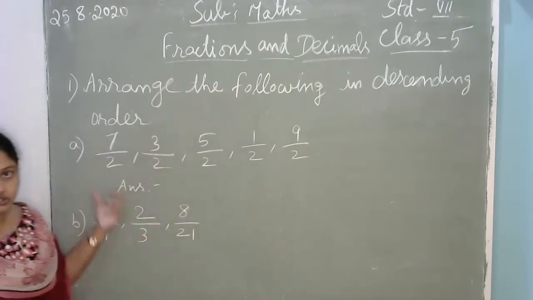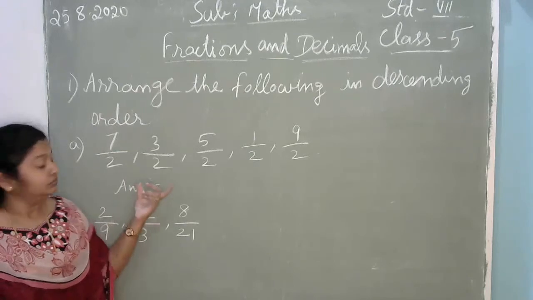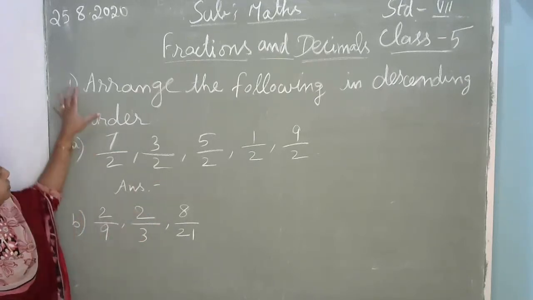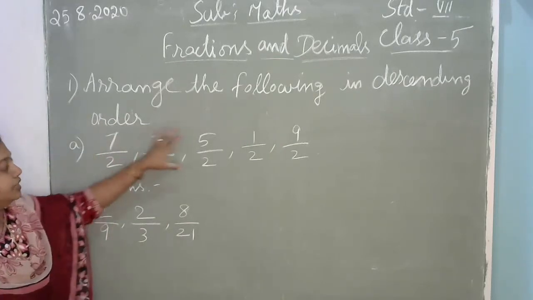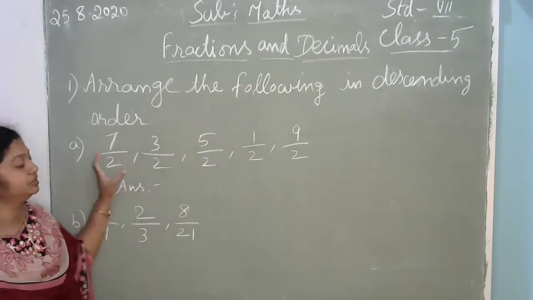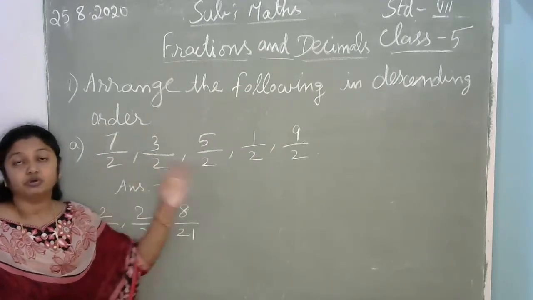Okay, and lowest form, I am going to teach you. Now we'll see: arrange the following in descending order. How to arrange these numbers in descending order? Descending order means what? Big to small you have to write.